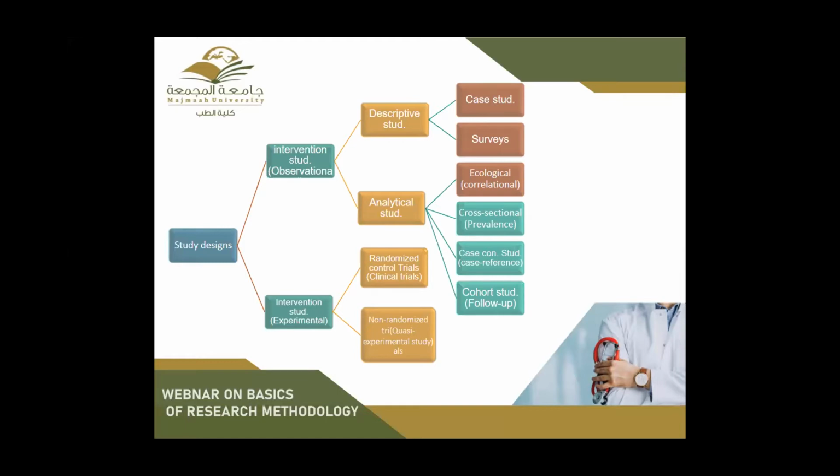Study designs are of two types, observational and experimental, and we now know the difference between them. The observational are of two types, descriptive studies and analytical studies, and intervention or experimental are of two types, randomized control trials and non-randomized trials. For descriptive studies we have two types, case studies and surveys. For analytical we have four types: correlational, cross-sectional or prevalence studies, case control study, and cohort study. So if anyone asks you what the epidemiological study designs are, we can keep this classification in mind: case studies, surveys, ecological studies, cross-sectional studies, case control studies, cohort studies, randomized control studies, and non-randomized control studies.